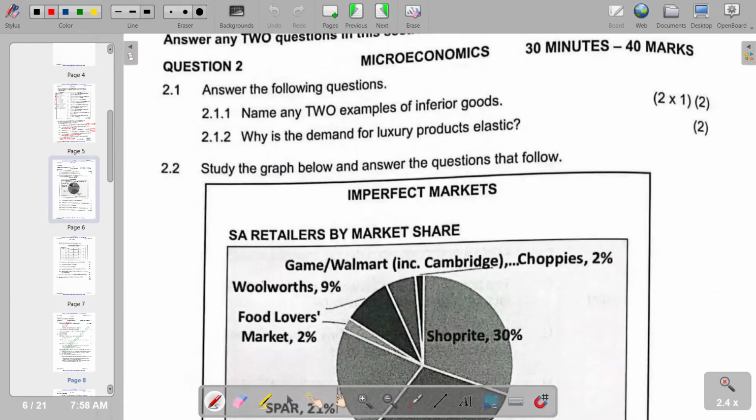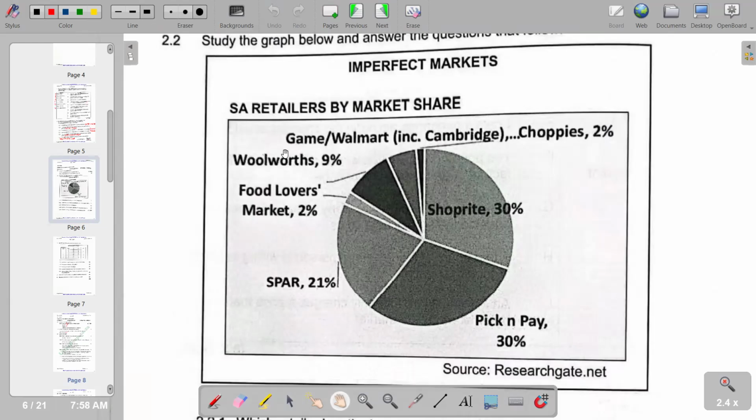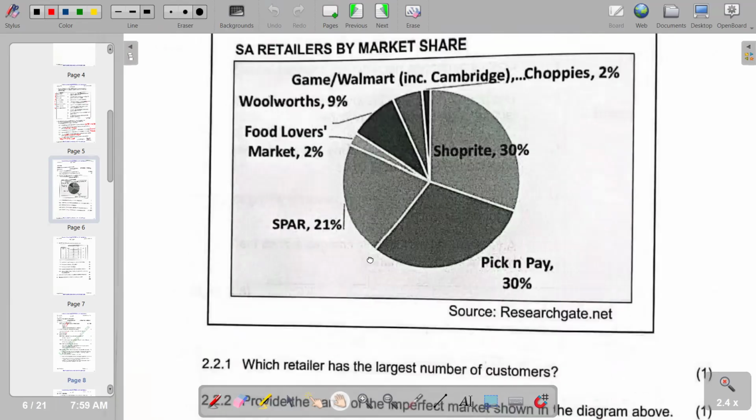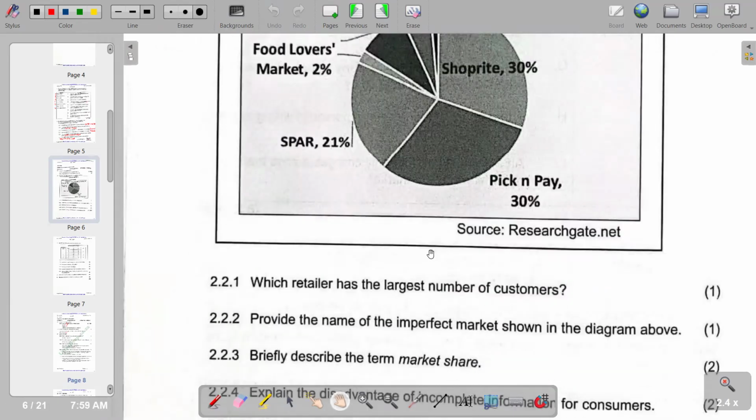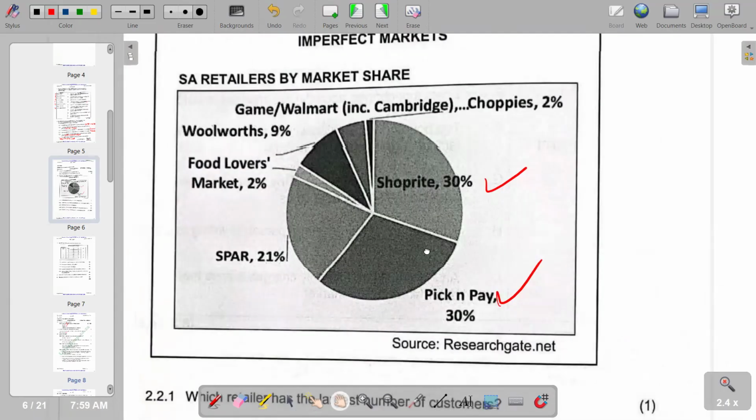So we go to the next part of our question, which is study the graph below and answer the questions that follow. So we are given a graph of imperfect markets, whereby it reads SA retailers by market share. So we are having a pie chart that we have there. So the first question is, which retailer has the largest number of customers? According to the proportions that we have, you'd see that Pick n Pay has got the greatest proportion with 30%, and also ShopRite they've got the same 30%, which indicates them as the largest. So we have got Pick n Pay and ShopRite.